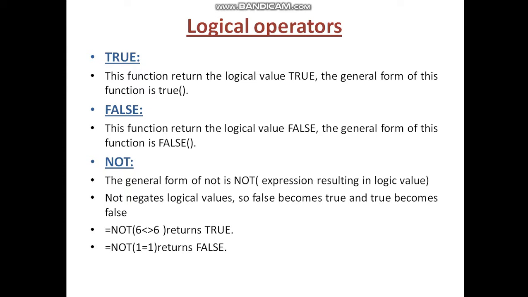For example, equal to NOT(6 different from 6) returns true because we write NOT here. If we write only 6 different from 6, it will return false. But here we write NOT, so it gives the opposite value. Equal to NOT(1 equals 1) will return false. We know that 1 is equal to 1, it's true, but here we write NOT, so it returns false.